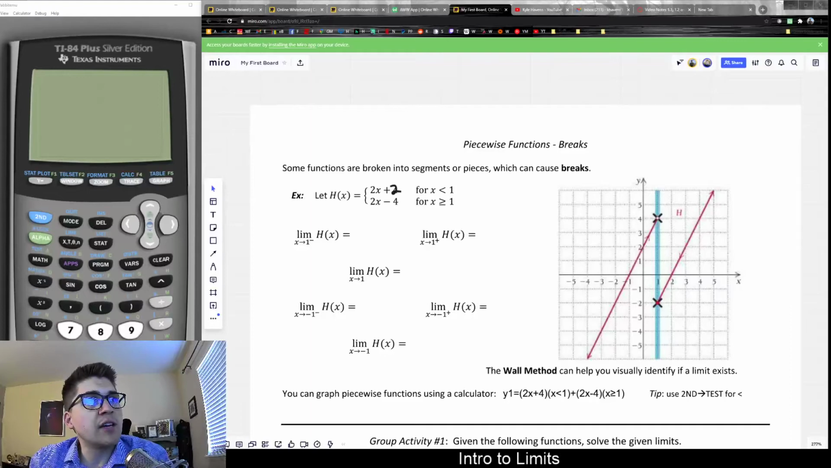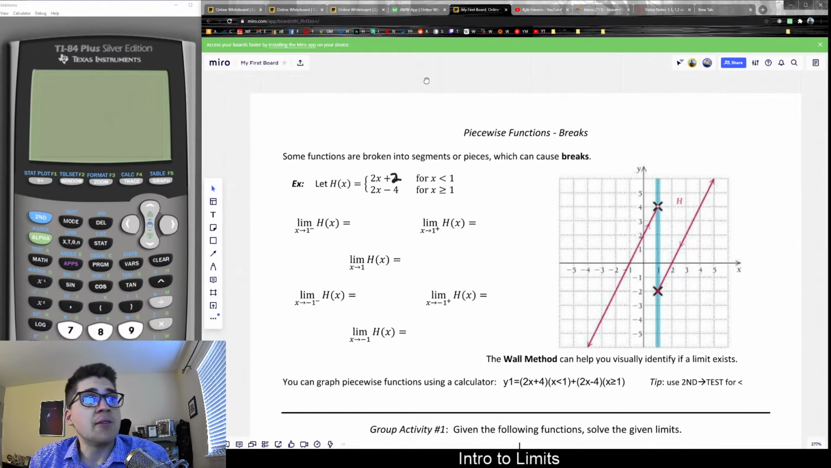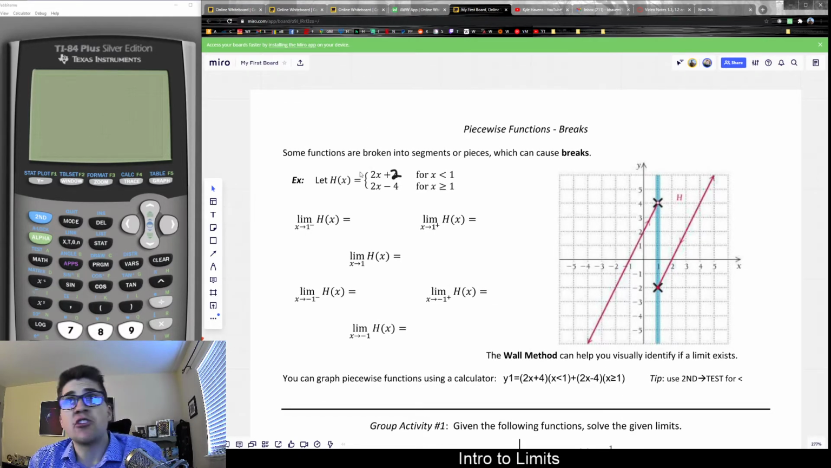In this video, I wanted to look at the limits of a piecewise function, specifically one where there is a break discontinuity. So just revisiting the idea of a piecewise function, it is often written using a brace where there are two, three, or more different formulas which separate the function based on the domain. What this one is saying is let h of x be equal to 2x plus 2. There's actually a typo in your packet, so go ahead and fix this if you're working on it.